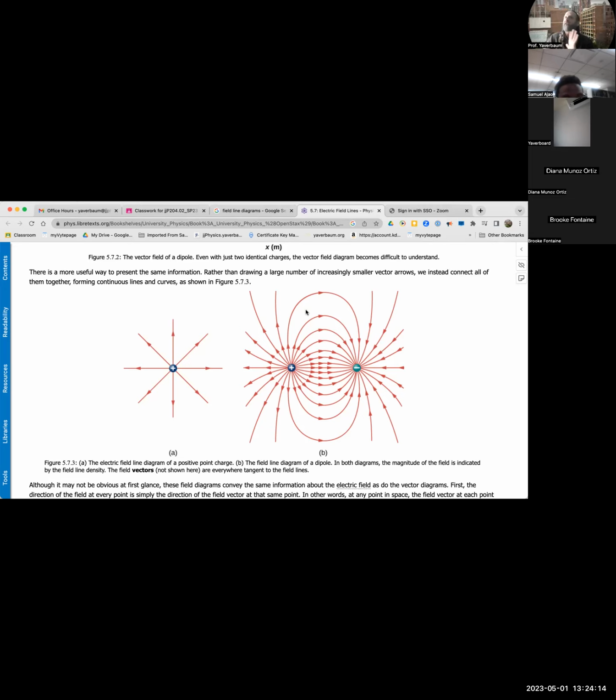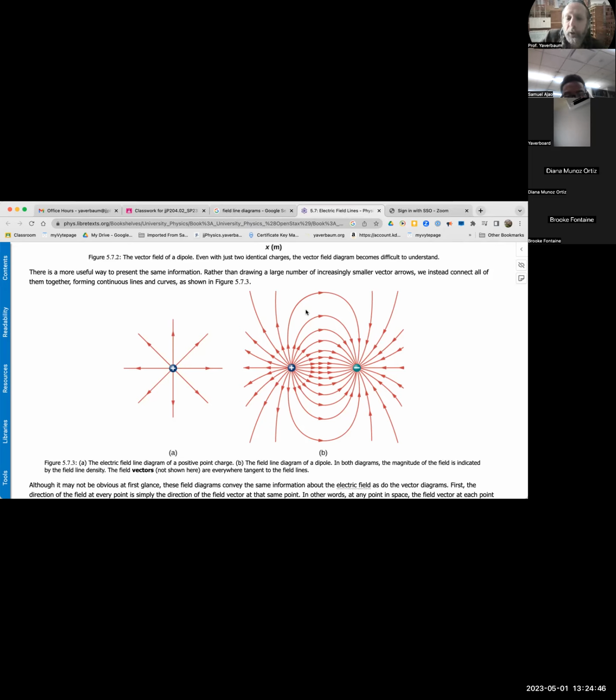Now, note, this is a very different type of picture. It shows you a very important pattern. With this picture, if you pick any point in space that's captured in this picture, the orientation of the line nearest to you shows you what direction you would be pushed or pulled due to this dipole, right?